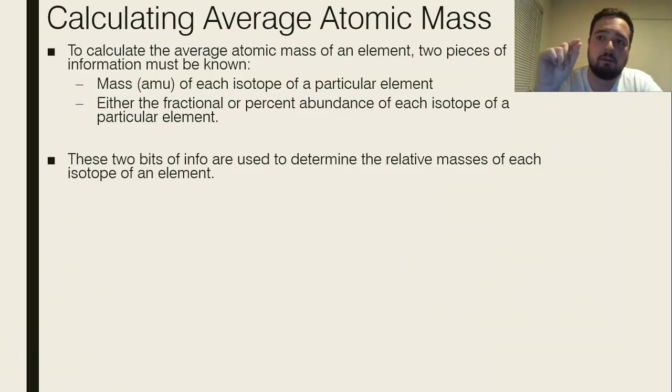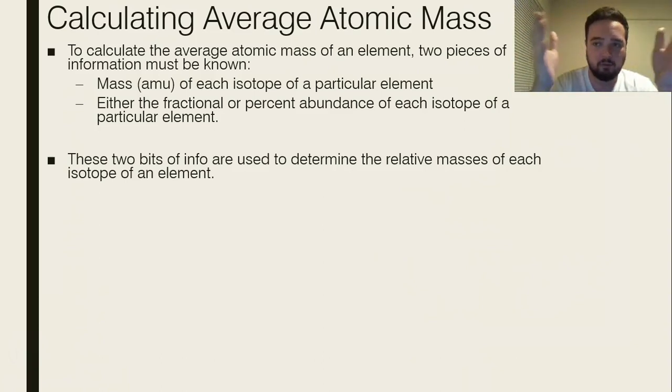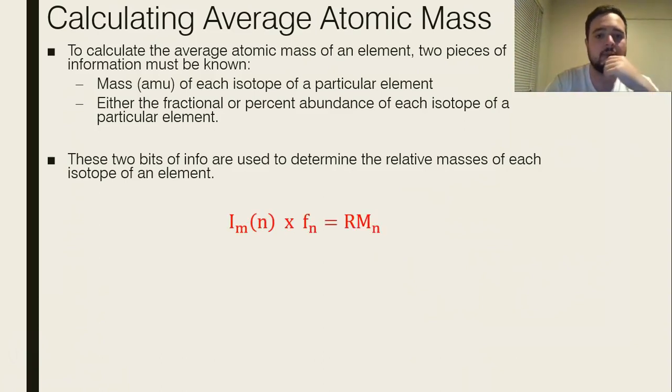Since each isotope is a percentage of that total element, the average atomic mass is going to be the average mass of all the isotopes together, to be reported on the periodic table. The percent abundance times the actual mass of that isotope creates what's called a relative mass. It's a mass relative to that particular isotope.